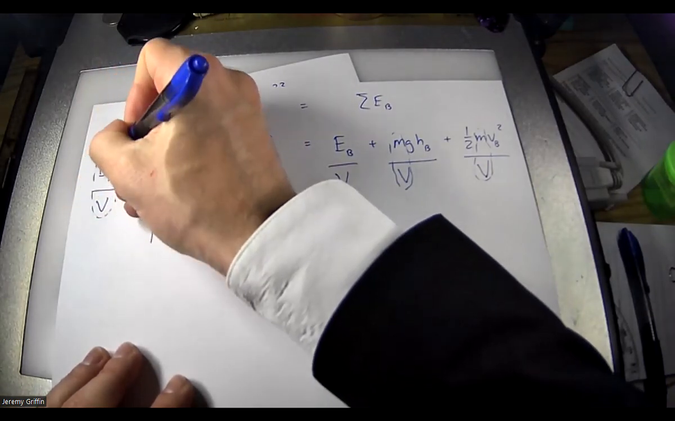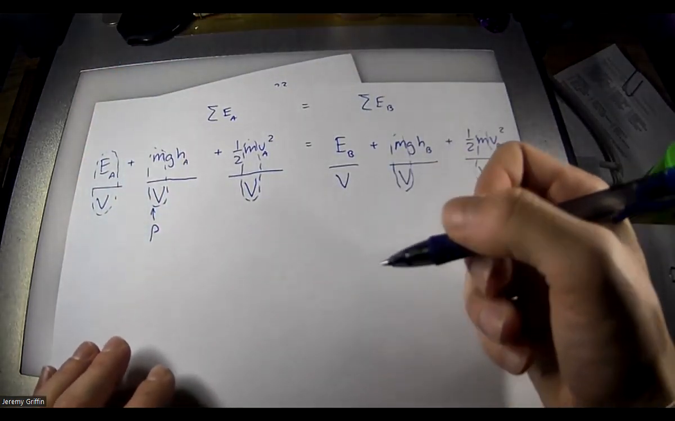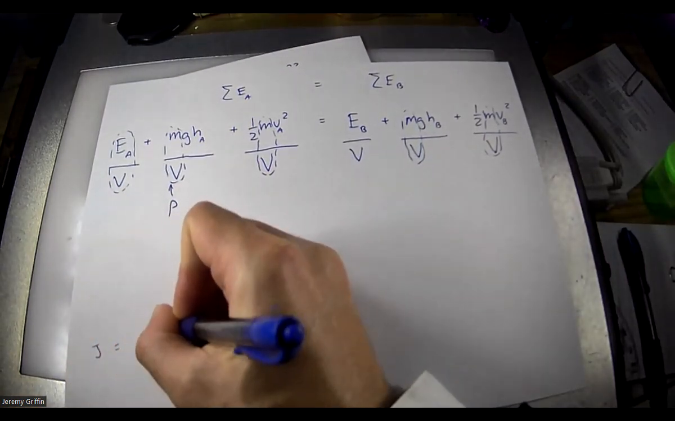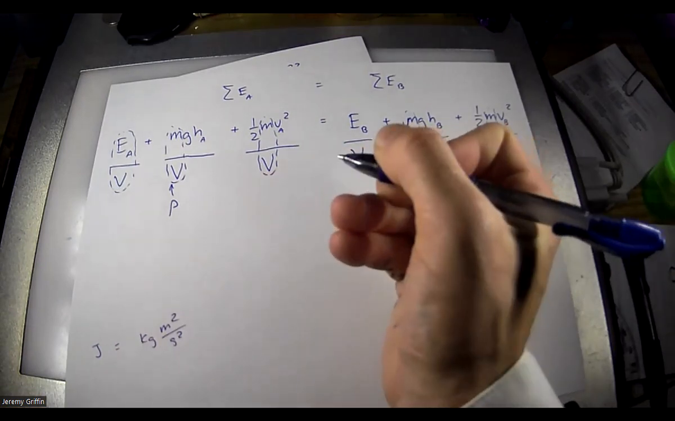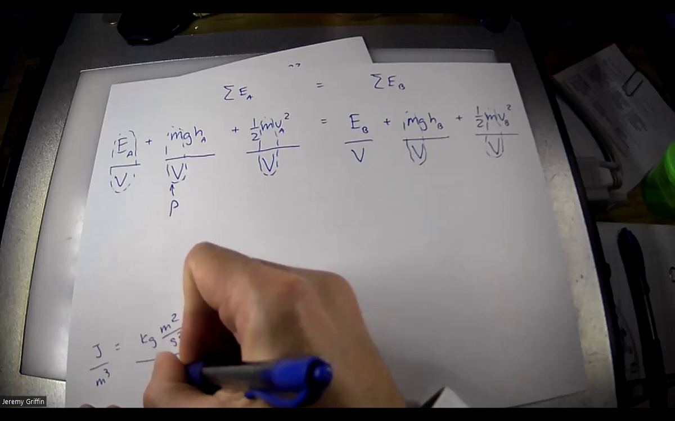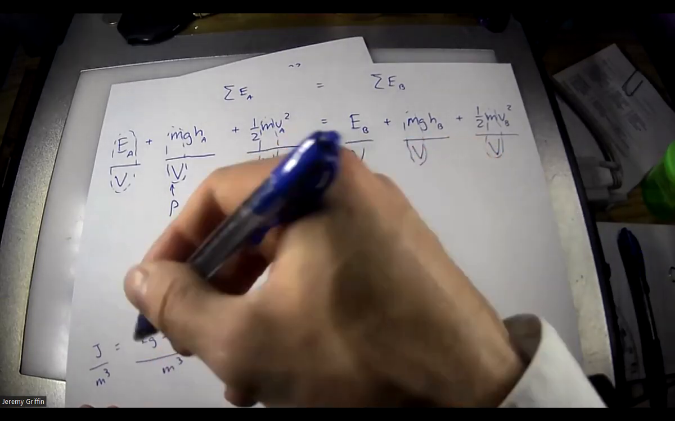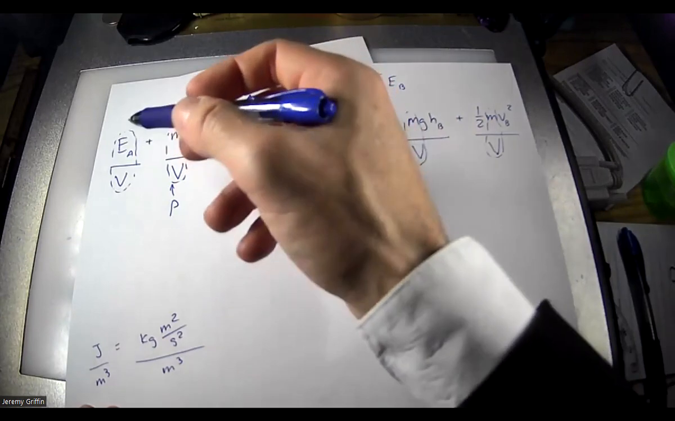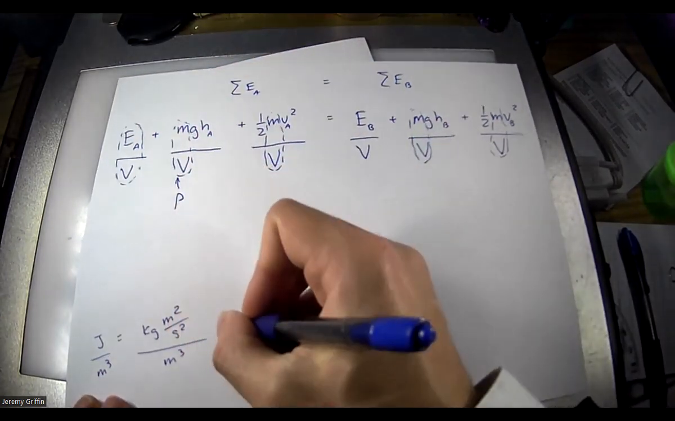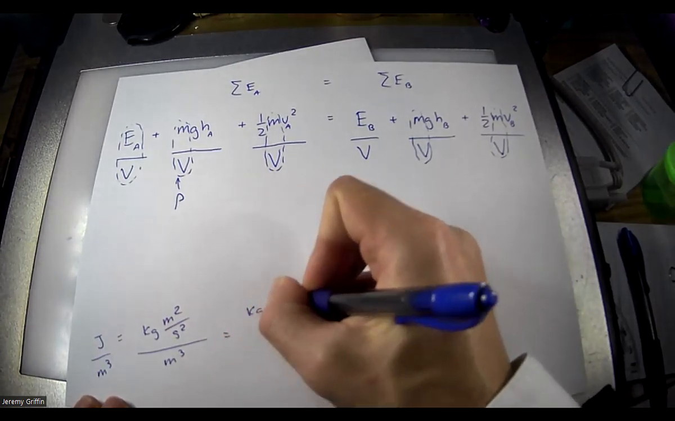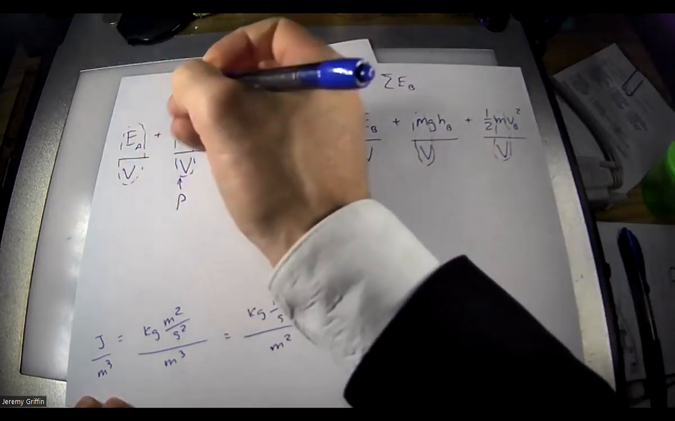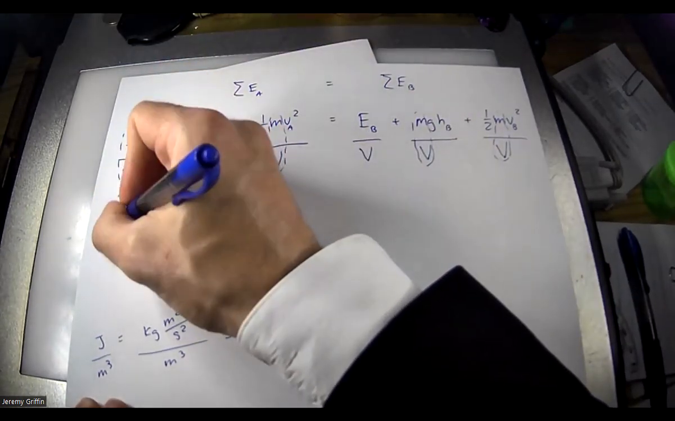What is energy per unit volume? I know energy is in joules, which is kilogram meter squared per second squared, force times distance. Volume is in cubic meters. Anyway, if you work this out, this ends up being newton per square meter. You can kind of see that, right? So this is the same thing as kilogram meter per second squared divided by square meters, which is newton per square meter. That's a pressure unit. This whole thing is capital P, pressure.